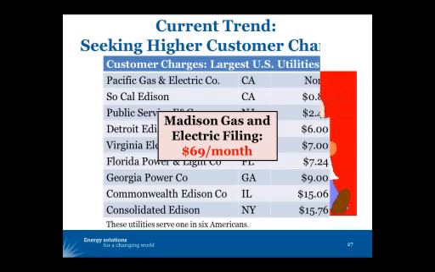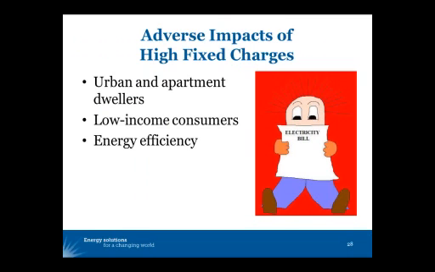The second adverse impact is that low-income consumers get hit pretty hard with high fixed charges because their usage tends to be substantially below the average level. The third is that energy efficiency impacts are quite severe, and I'll talk about how we calculate that.